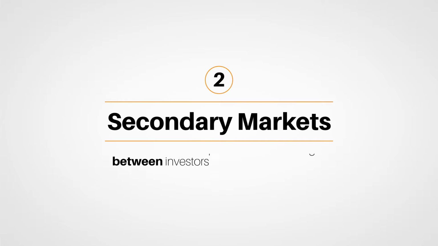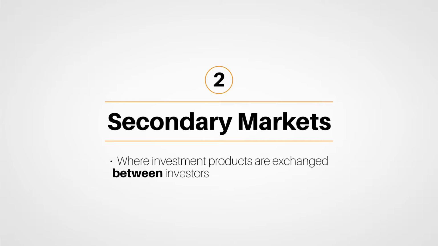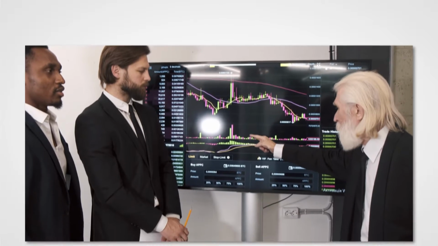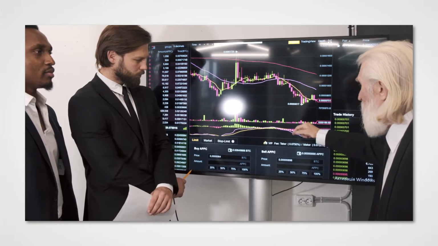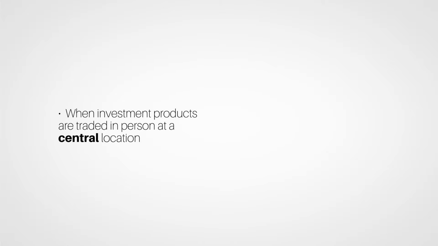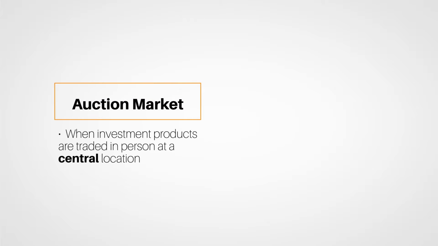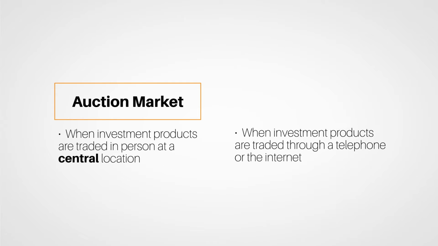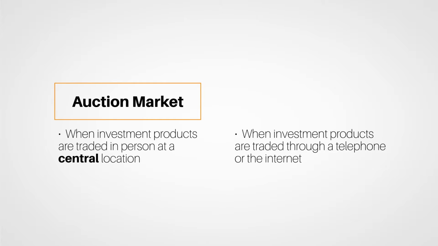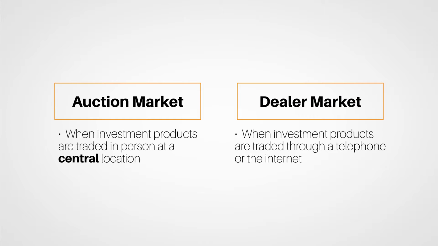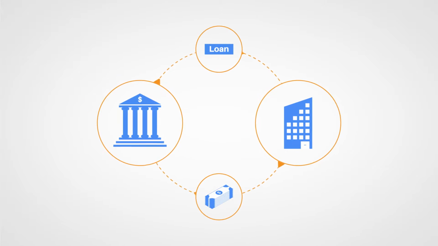Secondary markets are where investment products are exchanged between investors. The stock market and stock exchanges are principal elements of the secondary capital markets. When investment products are traded in person at a central location, the investment products are said to be exchanged through an auction market. But they don't have to be traded this way. If exchanges occur through a telephone or internet, for example, trades are said to be carried out through the dealer market. Oftentimes, loans are sold by the issuing financial institution to other institutions or to investing parties.